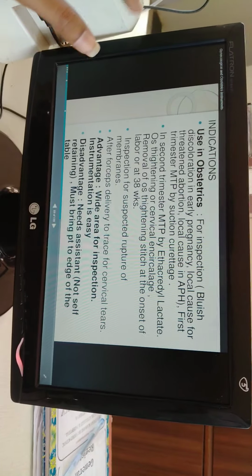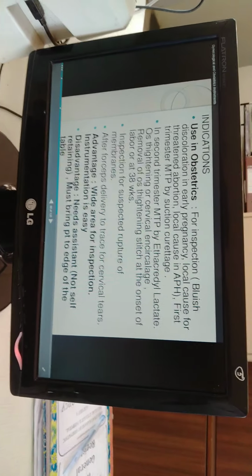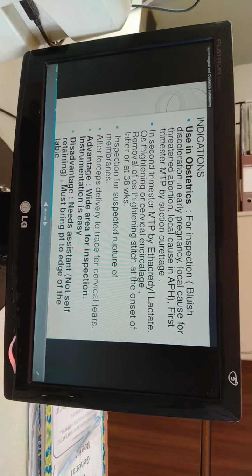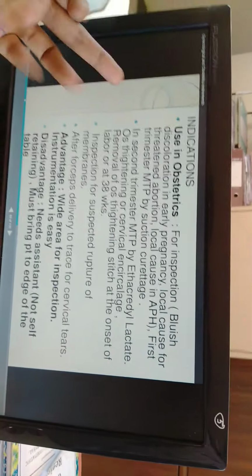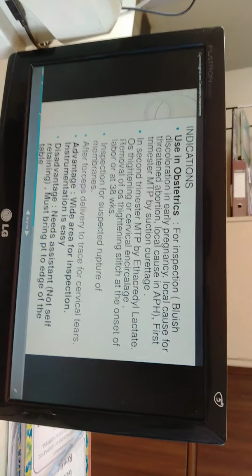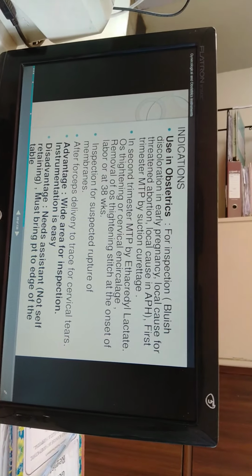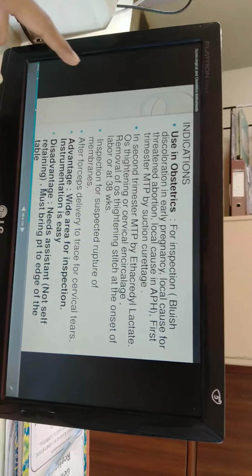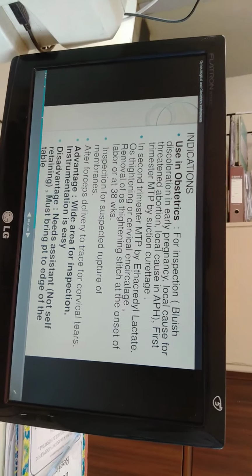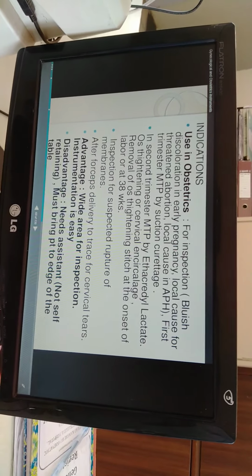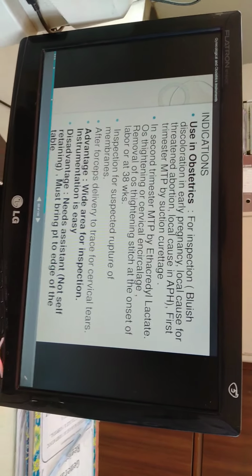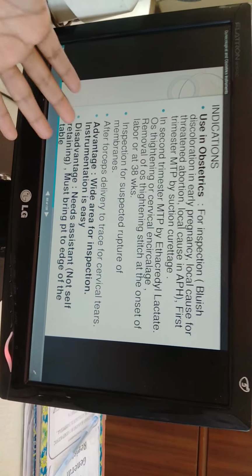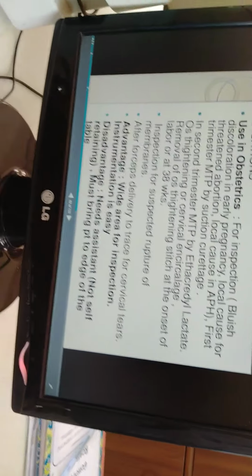In the first trimester, if we have to do the MTP, medical termination of pregnancy, it is done by suction curettage. In the second trimester, MTP is done by ethacridine lactate. Also for os tightening or cervical encirclage, and removal of the os tightening stitch at the onset of labor or at 38 weeks. Inspection for suspected rupture of membranes, and after forceps delivery to trace for cervical tears, because it may lead to cervical tears.